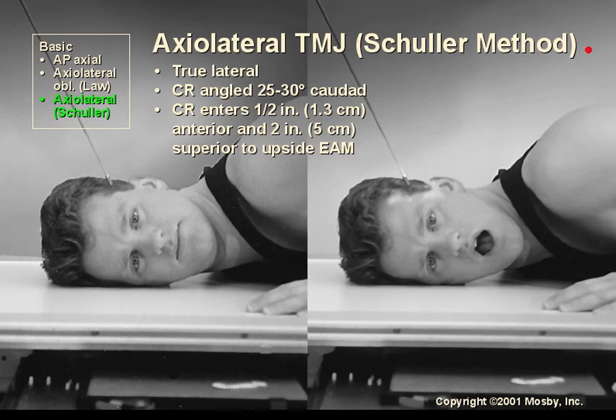Now we're on the Schuller method. So central ray is angled 25 to 30 degrees caudad, enters a half inch anterior and 2 inches superior to the upside EAM. So you're going for the EAM, you're going 2 inches superior, but a half inch anterior, okay? And you're angling 25 to 30 degrees caudad. You don't want any rotation in the head, so the interpupillary line, mid-sagittal plane, make sure that everything is in alignment. Once again, closed mouth, open mouth.